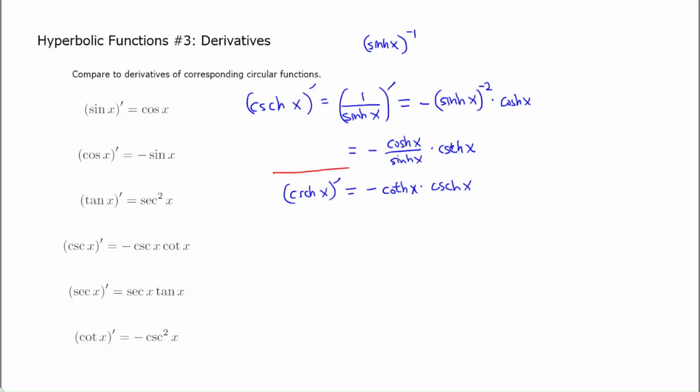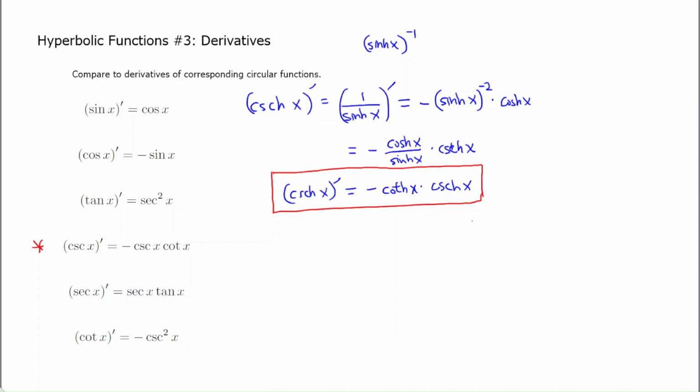Let's see how this compares with the circular trigonometric version. Again, other than the fact that we're talking about hyperbolic functions, it is the same. We have the minus sign. We don't add a minus sign, and we're not missing a minus sign, but we do happen to retain that minus sign.